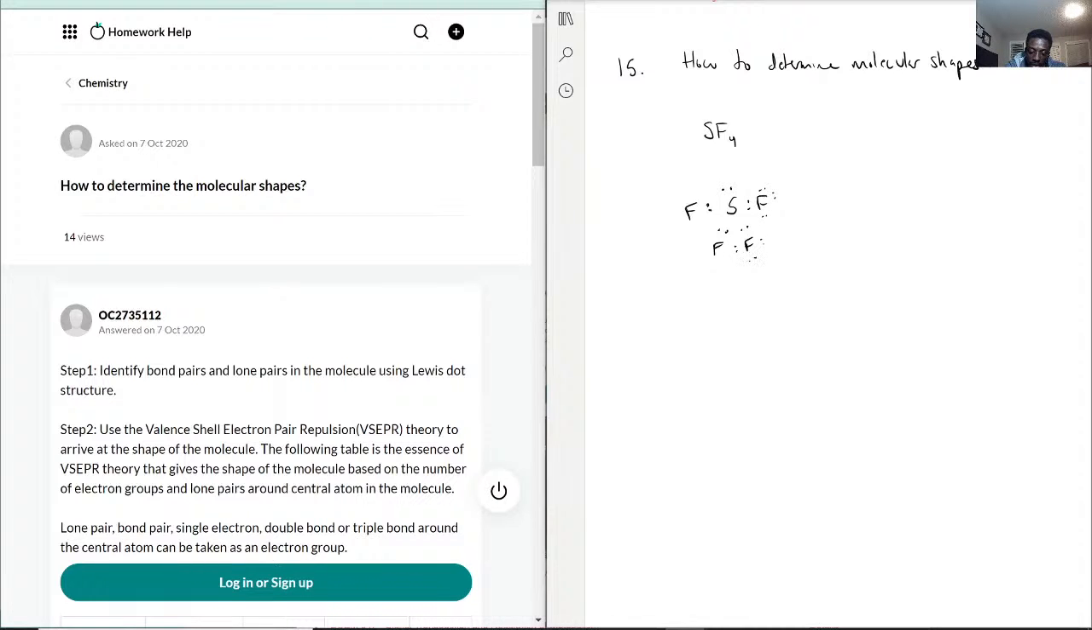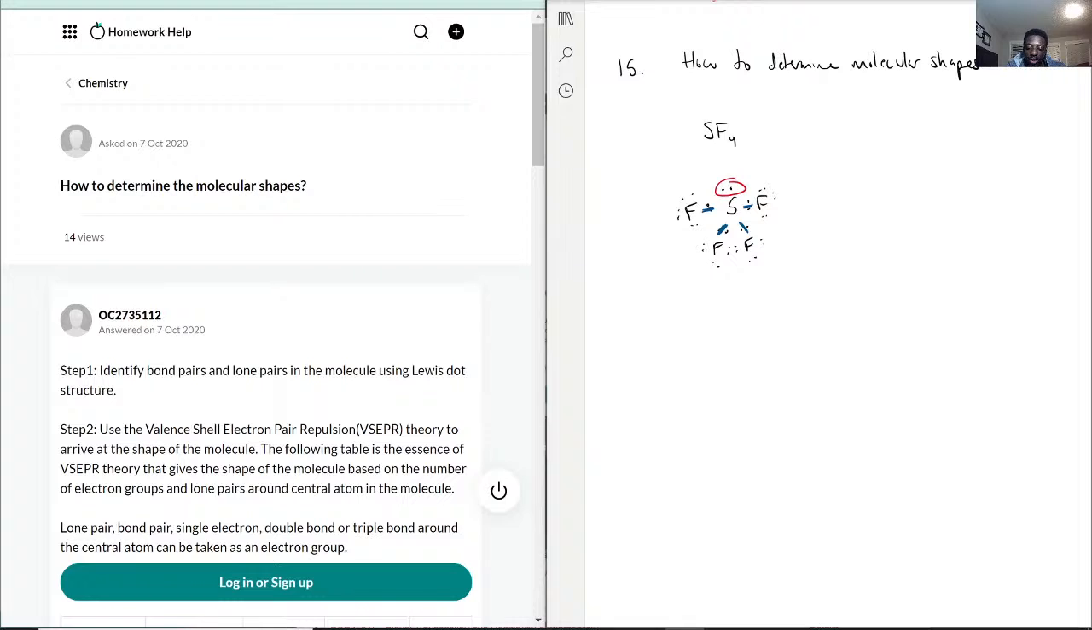Based on the Lewis dot diagram, I could probably draw these farther apart. We're able to actually identify the bonds, which goes like this. This is a bond, this is a bond, this is a bond, this is a bond. And it says you need to identify the bonds and the lone pairs. So we're going to circle the lone pair in red. So it has 4 bonds, 1 lone pair.